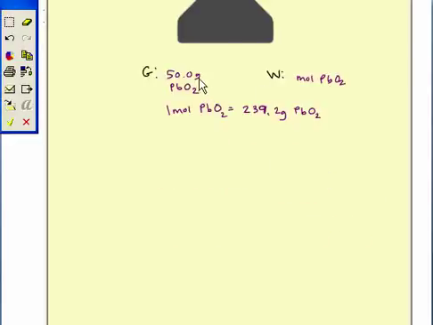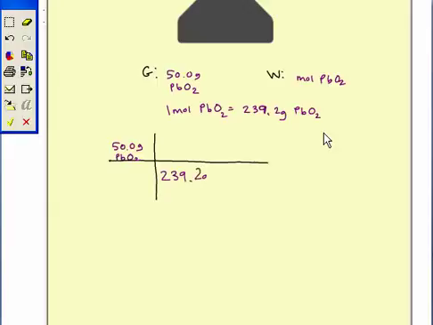Okay, so if we do a unit check, grams, grams, moles, moles, I can go ahead and do my railroad math. I have grams of lead 4 oxide here, so grams of lead 4 oxide must go in the denominator. So 239.2 grams of lead 4 oxide is equal to 1 mole. Our grams of lead 4 oxide cancel out, and my calculator tells me 0.2090301, and my units are going to be moles.